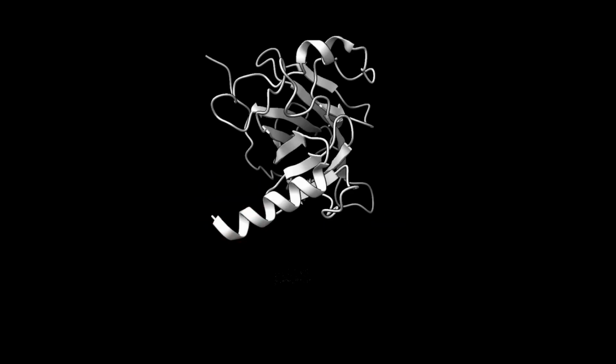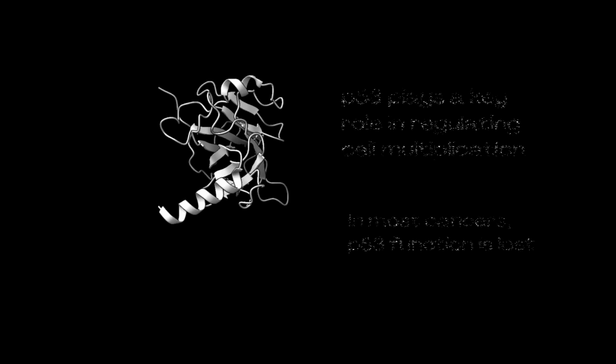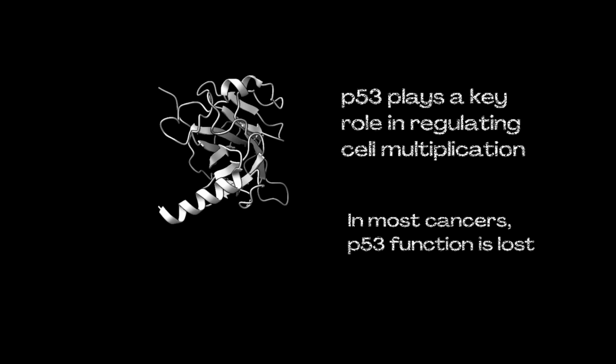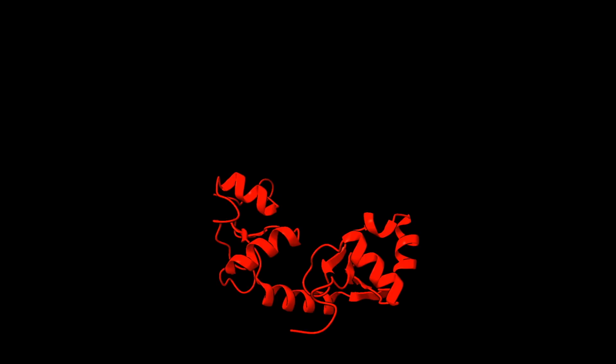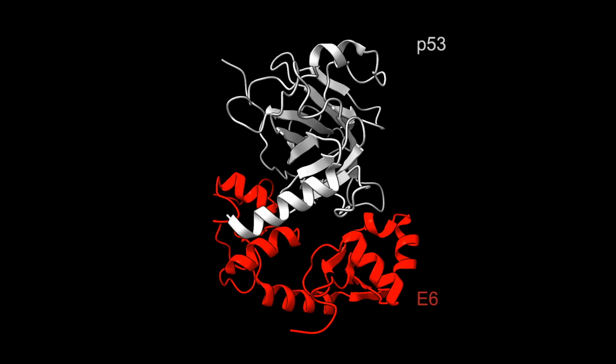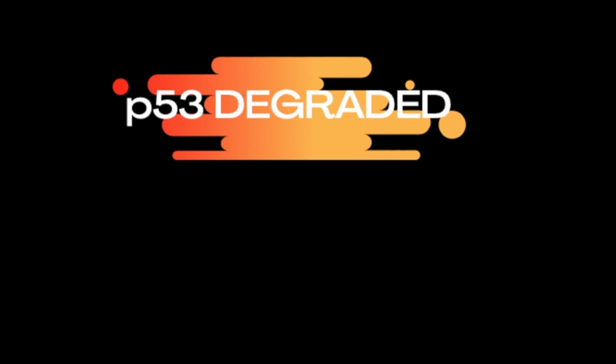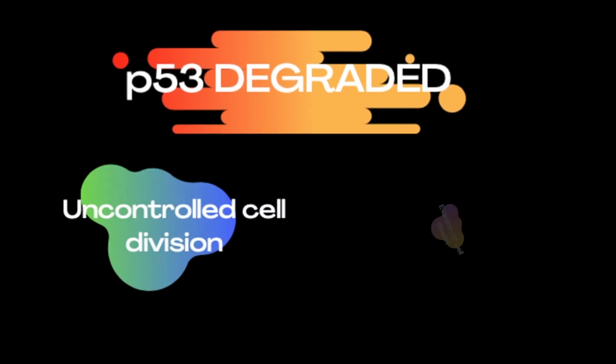This oncogene produces an oncoprotein, also called E6, which binds and inactivates p53. p53 is a tumour suppressor gene which plays a key role in regulation of cell proliferation. In most cancers, the function of p53 is lost, allowing cancerous cells to multiply and form tumours. Here we can see p53 binding to the binding cleft on E6, causing degradation. This degradation then prevents p53 from inducing either the growth arrest or apoptosis of infected cells, leading to uncontrolled cell division and evasion of cell death.